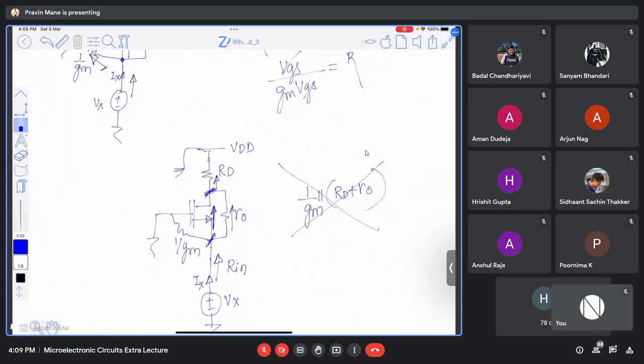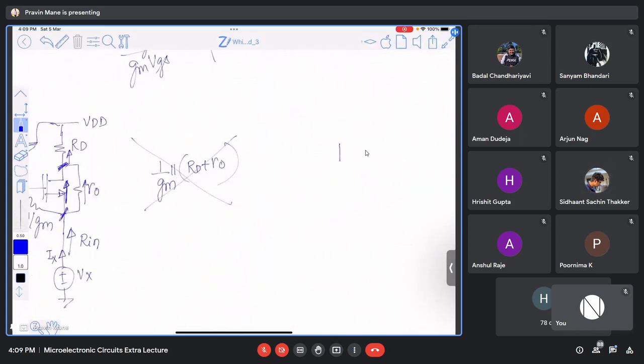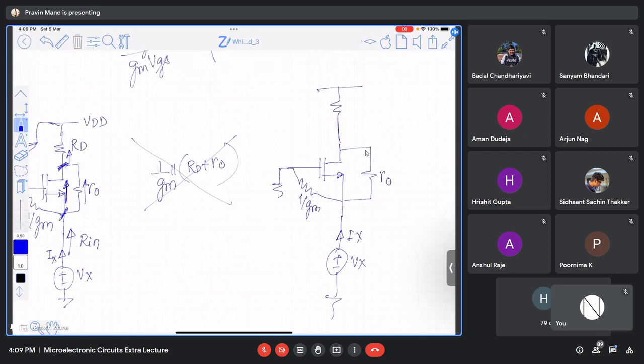Now again I am drawing this circuit. If you understand this concept, everything is very simple. Suppose I am writing like this, this is 1 by Gm. This is Vx and this is Ix. This is RO. And then there is RD, connected to ground. What is the current flowing here in this direction? Nothing.